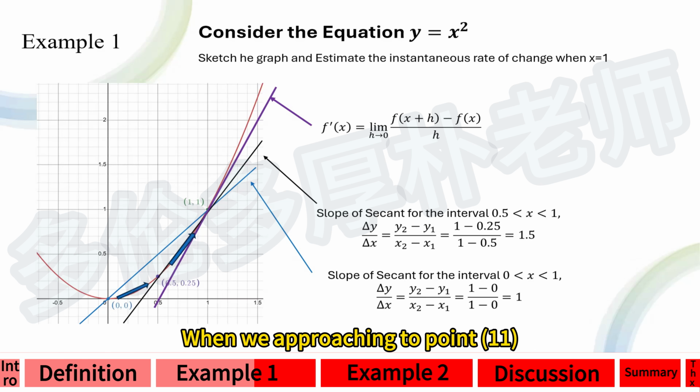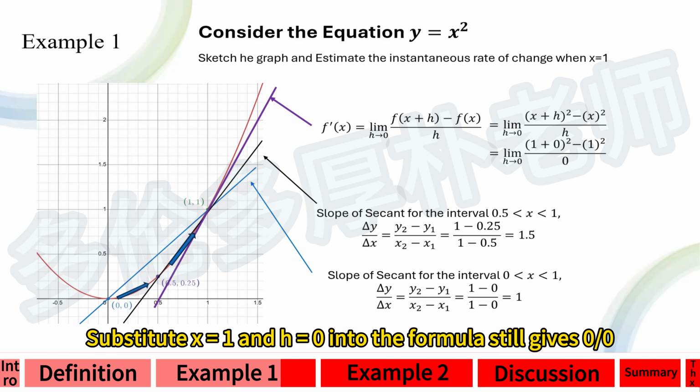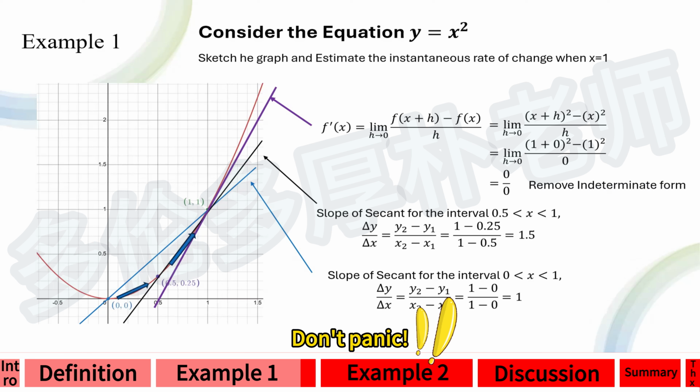When we're approaching the point 1, 1, we use the derivative formula to find the instantaneous rate of change when x is 1. Substitute x is 1 and h is 0 into the formula, and it still gives you 0 over 0. Don't panic. To solve the 0 over 0, we need to remove the indeterminate form.